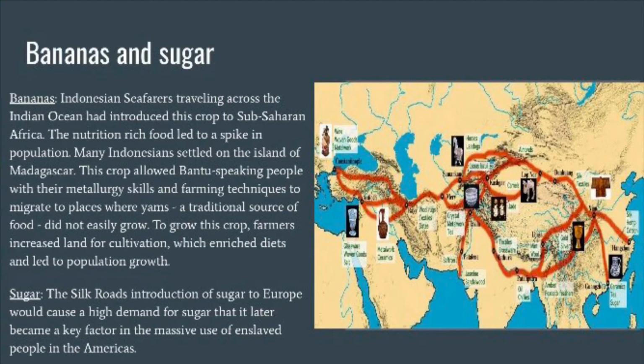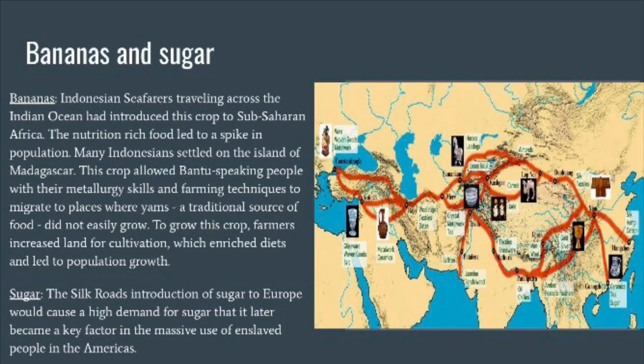Indonesian seafarers traveling across the Indian Ocean had introduced this crop, the banana, to sub-Saharan Africa. This nutritious, rich food led to a spike in population. Indonesians settled on the islands of Madagascar. This crop allowed Bantu-speaking people with their metallurgy skills and farming techniques to migrate to places where yams, a traditional source of food, did not easily grow. To grow this crop, farmers increased land for cultivation, which enriched diets and led to population growth.